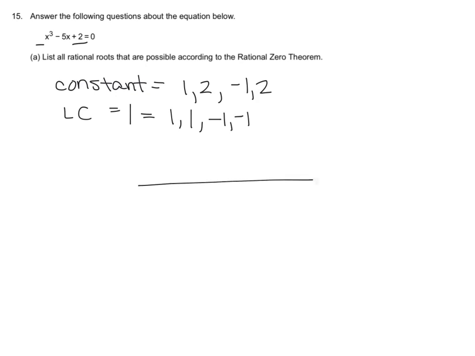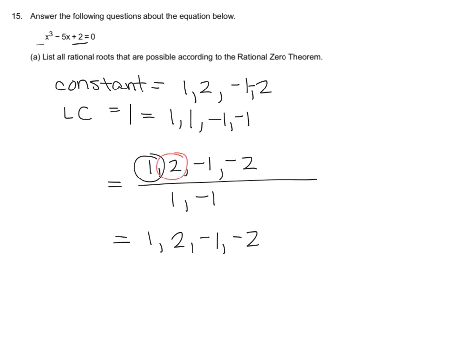Now if we were to set this up as a division problem, I have 1, 2, negative 1, and negative 2, and then a 1 and a negative 1 in my denominator. So I'll go ahead and divide these. 1 divided by 1 is just 1. 2 divided by 1 is 2. Negative 1 divided by 1 is negative 1. And negative 2 divided by 1 is negative 2.